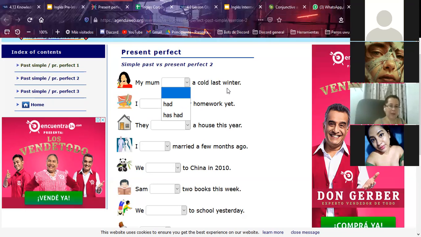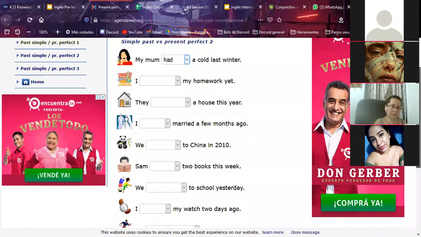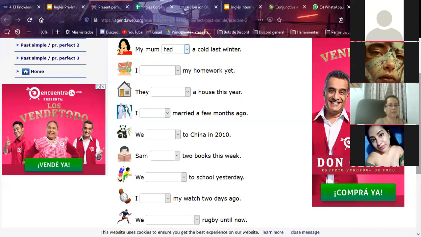Le vamos a ayudar en esta. Yeah, now you're right. Solo en esta le voy a ayudar. Esta sí es had, because that finished already. Ahí está en pasado simple. That is simple past. Entonces, ahí dice, mamá tuvo un resfriado el invierno pasado. That means that it finishes, right? Ya no está enferma. So the other ones I'm not going to help you. Try to check on that one.